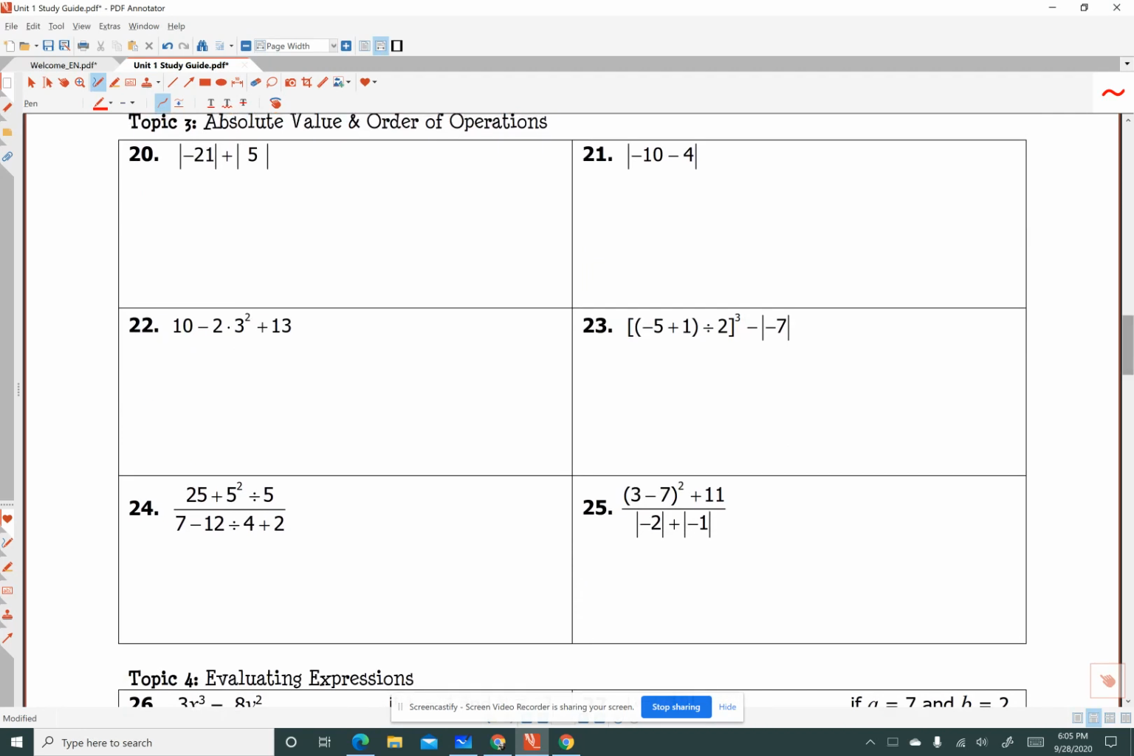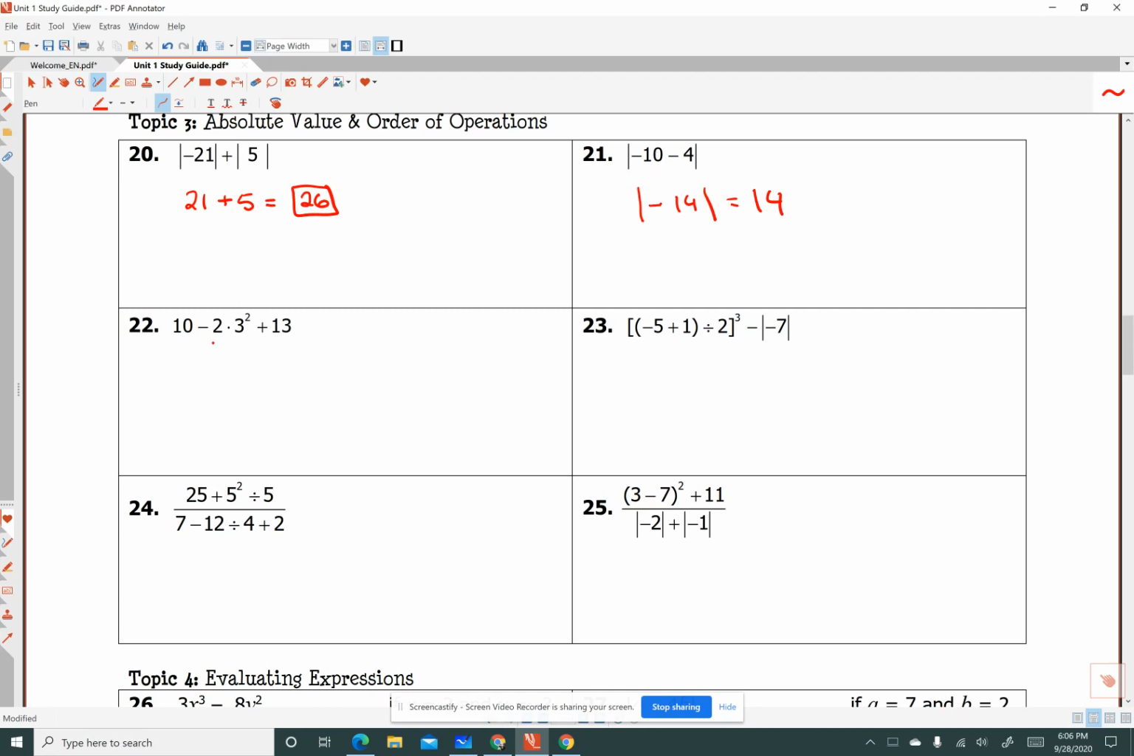Now let's look at absolute value. So absolute value is the distance of a number from 0. So the absolute value of -21 is 21. The absolute value of 5 is 5, and that would equal 26. So here we have the absolute value of -10 minus 4, which would be the absolute value of -14, which would equal 14.